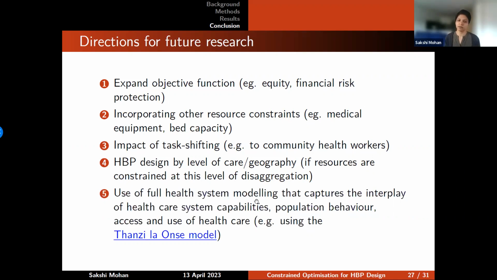Finally, in order to overcome the challenge of not fully capturing complementarities between interventions as well as interdependencies between health system inputs, we could in the future use a full health systems model, which captures the interplay of health system capabilities, population behavior, and access and use of care. The Thanzi la Onse Health Systems Model for Malawi represents one such opportunity that we hope to use in the future.